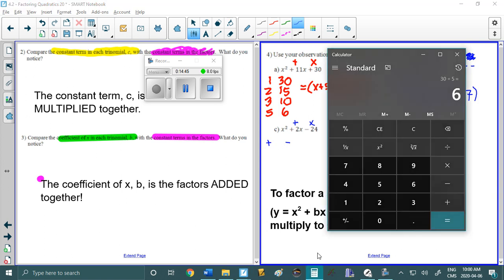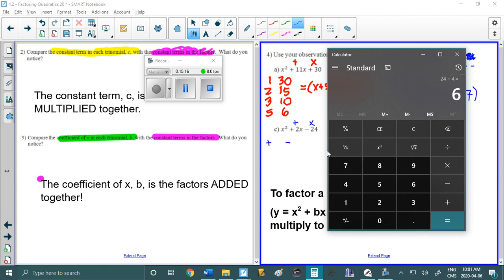So now I go to the calculator if I need to. 24 divided by 1 is 24. Can I make 2 by adding or subtracting 1 and 24? I can't. 24 divided by 2 is 12. Can I make 2 by adding or subtracting 12 and 2? No. If you're adding or subtracting and you're getting 2, the numbers are pretty close together. But I'll keep going through it. 24 divided by 3 is 8. 8 and 3, can I add or subtract to make 2? I cannot. 24 divided by 4 is 6.